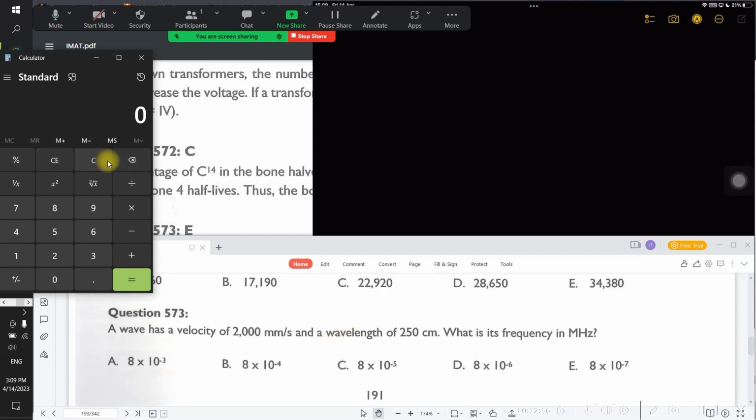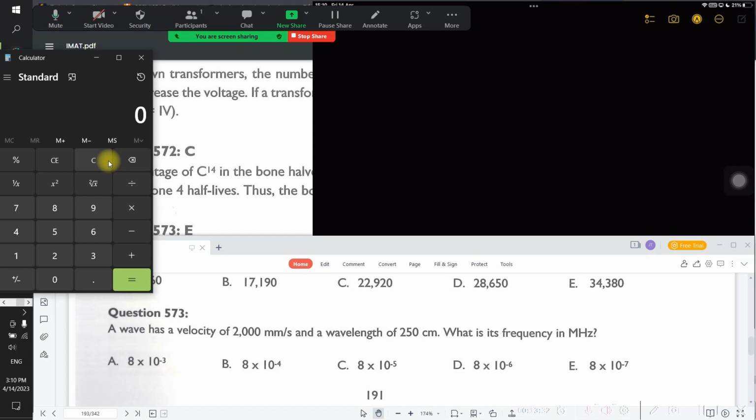Question 573. A wave has velocity of 2000 millimeters per second and a wavelength of 250 centimeters. What is its frequency in megahertz? This question has lots of unit conversion.